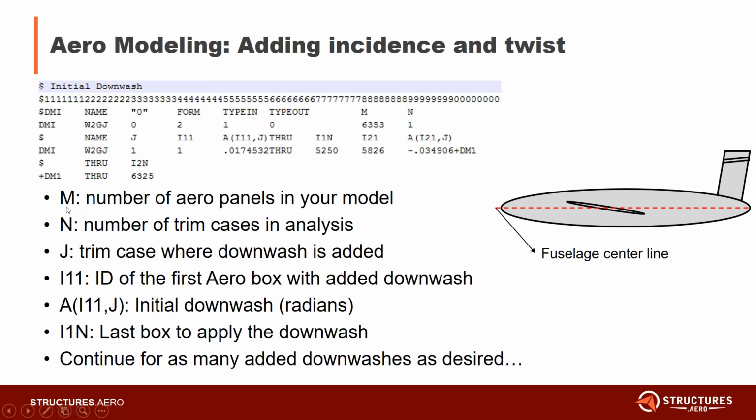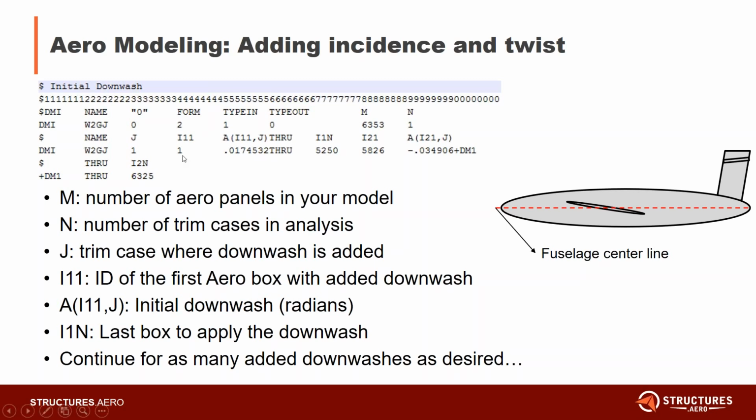So the first thing, you have to know the number of panels you have in your model. That's M. If you're running a static aeroelastic analysis, you have to know the number of trim cases you're running, okay? And then as you're modifying your boxes, you modify them for each trim case, all right? Now, often if you're modeling a geometric downwash, a geometric angle of attack, we'll do that the same for every trim case, but you do it on a per trim case basis.